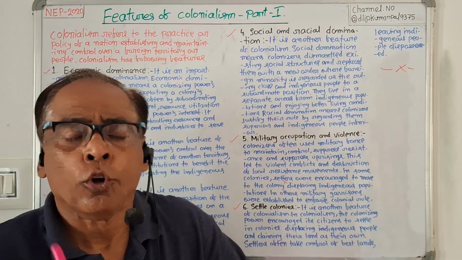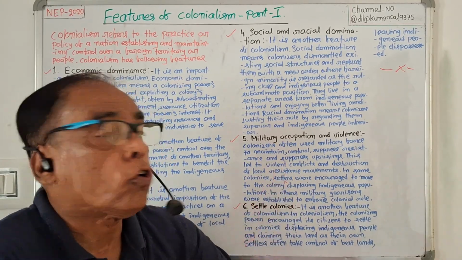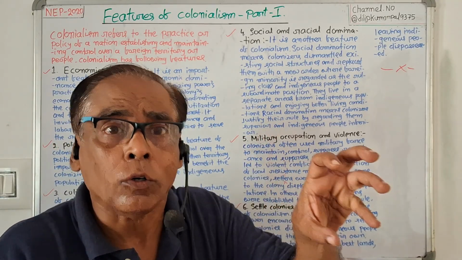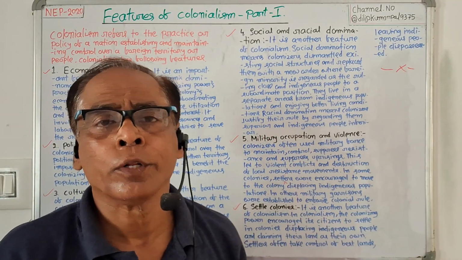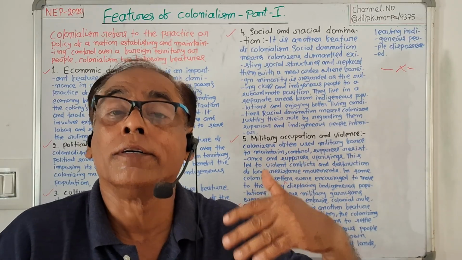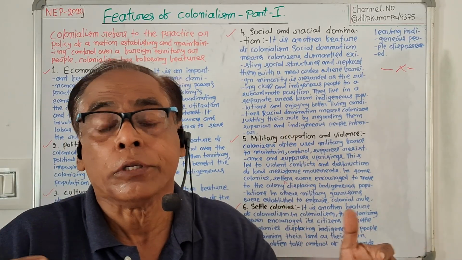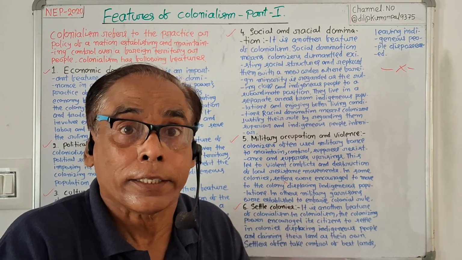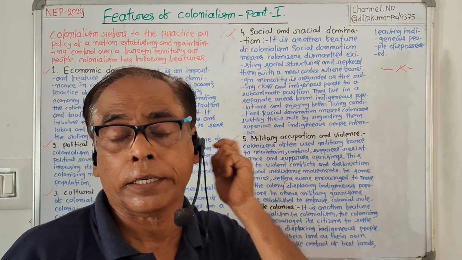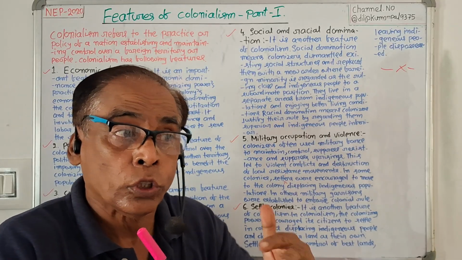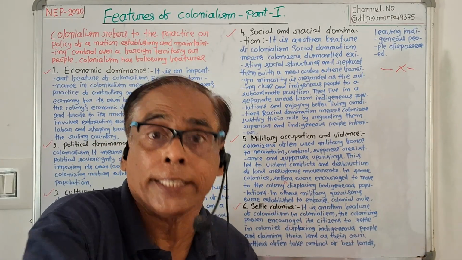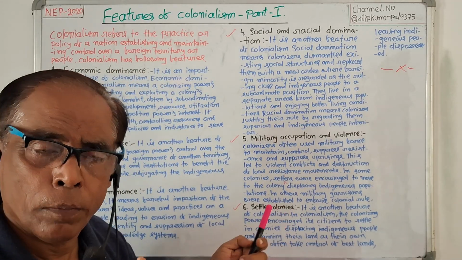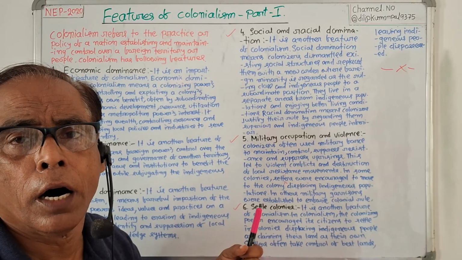So another feature of colonialism is military occupation and violence. The colonizing country uses military to control and suppress colonial people. Whenever the colonial people protest, they are suppressed with a strong hand. And in colonialism, the settlers, the people of the colonizing country, are encouraged to settle in a better place and they replace indigenous people from that area, and they do all these things by military.